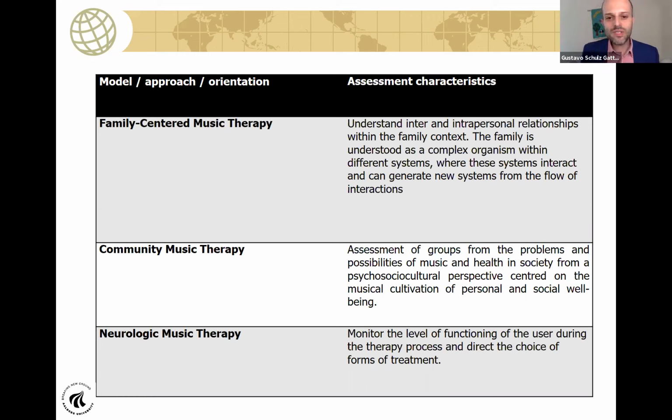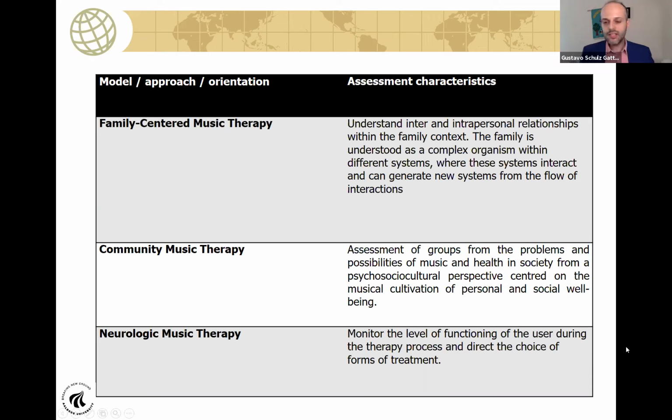So in community music therapy, even though we don't have too many reports regarding how they understand assessment, we have this one: assessment of groups from the problems and possibilities of music and health in society from a psychosocial cultural perspective centered on the musical cultivation of personal and social well-being.